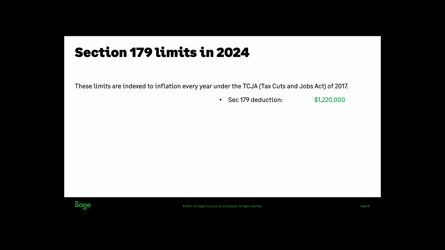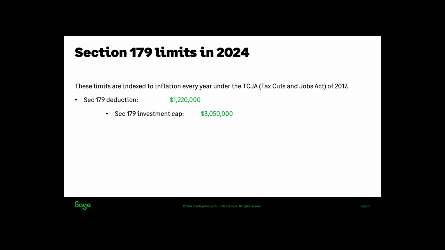And so the amount that you can deduct under Section 179 has been increased for this year to, as you can see here, $1,220,000. But the investment cap has also been increased, and that amount this year is $3,050,000.